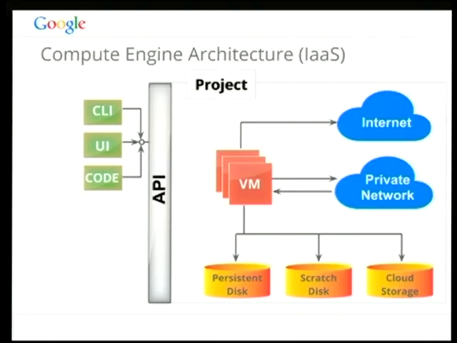A quick overview of the Compute Engine architecture. Basically, four main areas: virtual machines, networking, storage, and the API and tools.